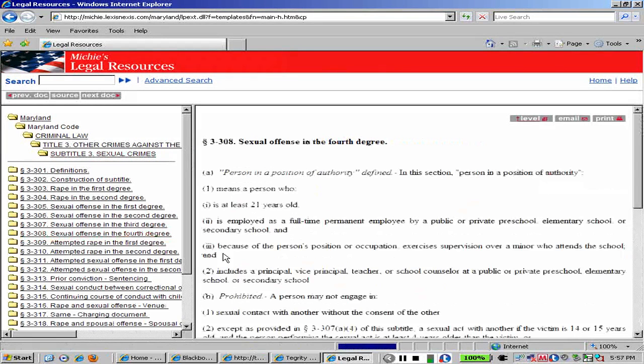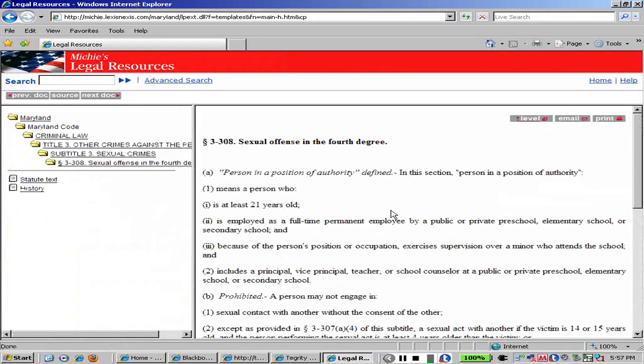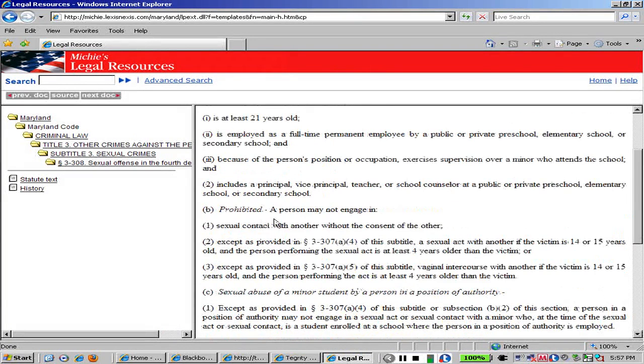Now, if you look at sexual offense in the fourth degree, okay, this gives you more definitions, person in a position of authority. And when we go down to a prohibited act, a person may not engage in sexual contact with another without the consent. Okay, then this talks about vaginal intercourse with another if the victim is 14 or 15. Now remember, vaginal intercourse is not included in the definition of a sexual act or the definition of sexual contact. Vaginal intercourse is defined in our rape statute.